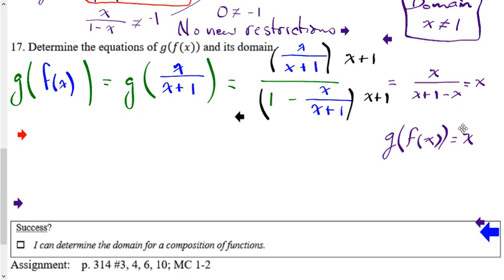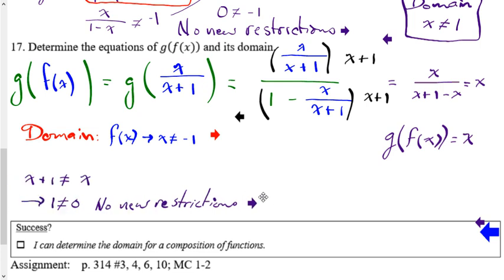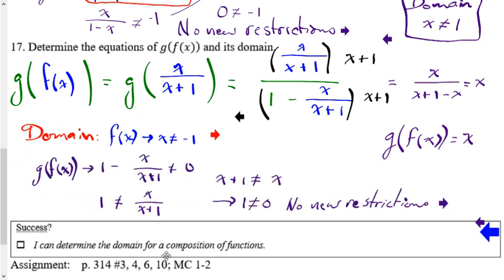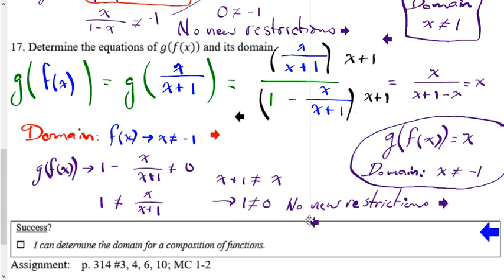I look at the domain of the inside function, x can't equal negative 1. And then again, I come back to this unsimplified form and look at what's in the denominator. That denominator can't equal 0. So there's my process. Again, I'm getting something like a 1 can't equal 0, so there are no restrictions, giving me this function and its domain x can't equal negative 1.